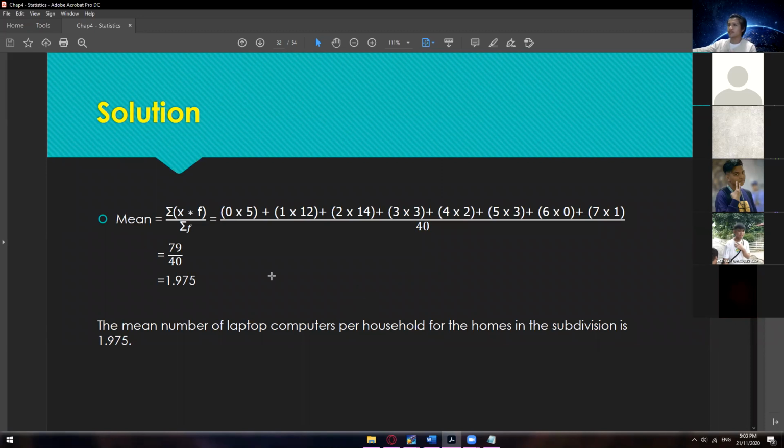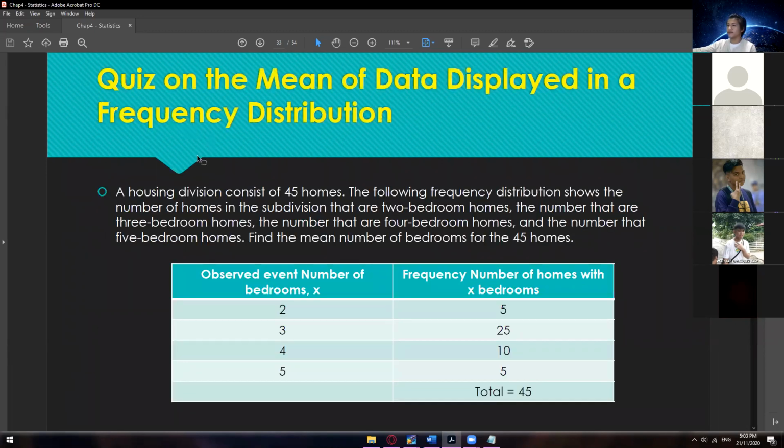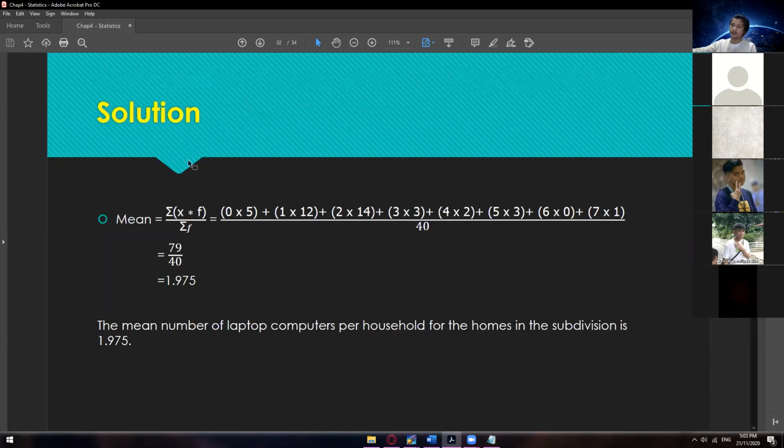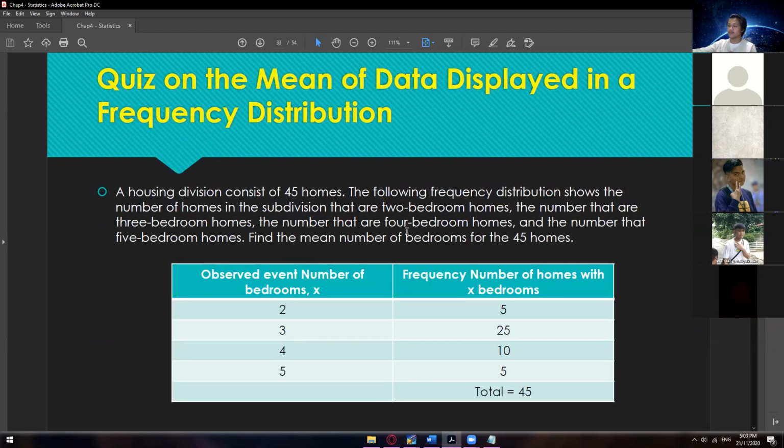But before we end this, of course, as usual, you're going to have a quiz after this example, which is similar to that one. So here's the frequency, and then here's the count of data, or the x, or the data itself, right?